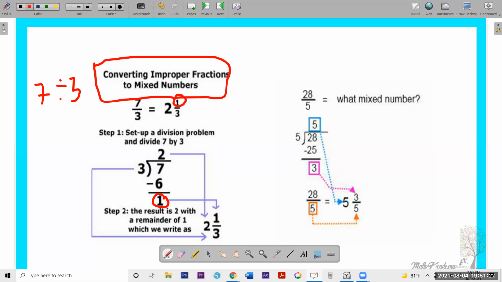So let's look at it. You're going to write down step 1. I need everybody to write this down right now because this is important. Step 1, set up the division problem and divide 7 by 3. Step 2, the result will become your whole number. And your remainder will become your new numerator.